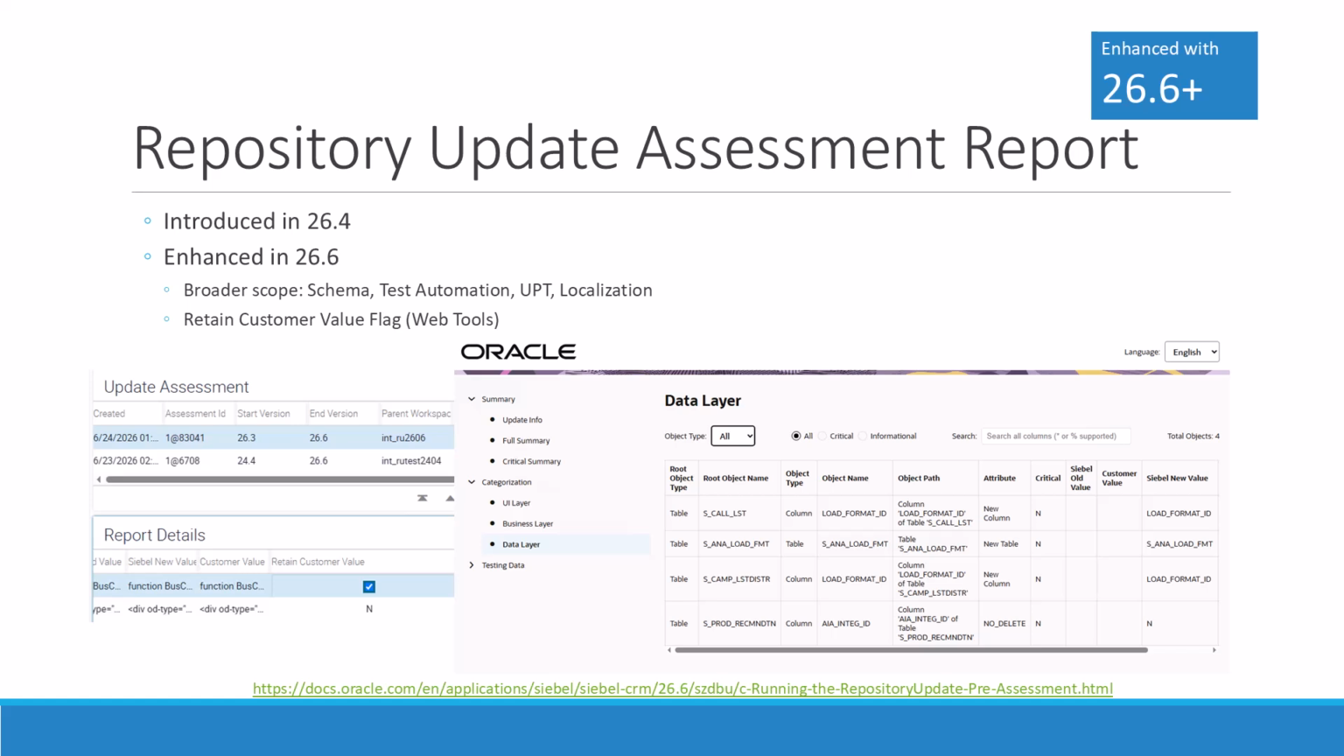In April, Oracle added the pre-assessment reporting tool in the form of the monthly update jar file, which customers can use to dry run the repository update and evaluate the impact in both standalone HTML format as well as new views that have been added to Siebel Web Tools. With 26.6 and higher, the monthly update report utility is enhanced and now scans for the Delta in schema changes and reports it in the Data Layer section. Oracle also added support for UPT, test automation, and multi-language reporting.